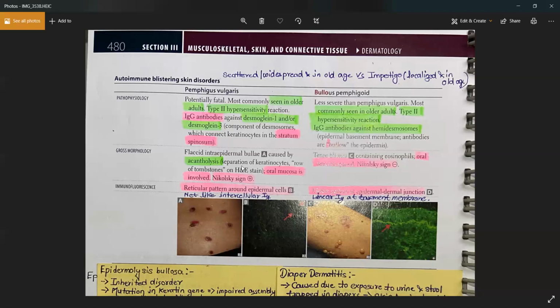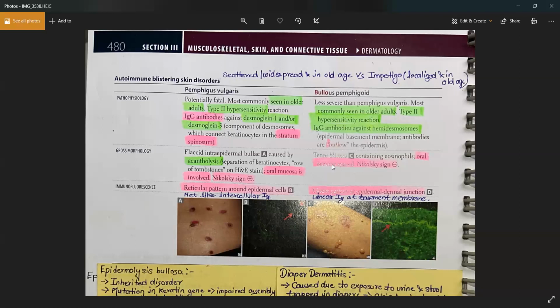Okay, what you will see on the immunofluorescence is a reticular pattern around the epithelial cells. As you can see, the patient will have a net-like pattern when you do the immunofluorescence for the antibodies, because the antibodies will be present in the stratum spinosum. You will have this net-like pattern of all these antibody depositions, right?